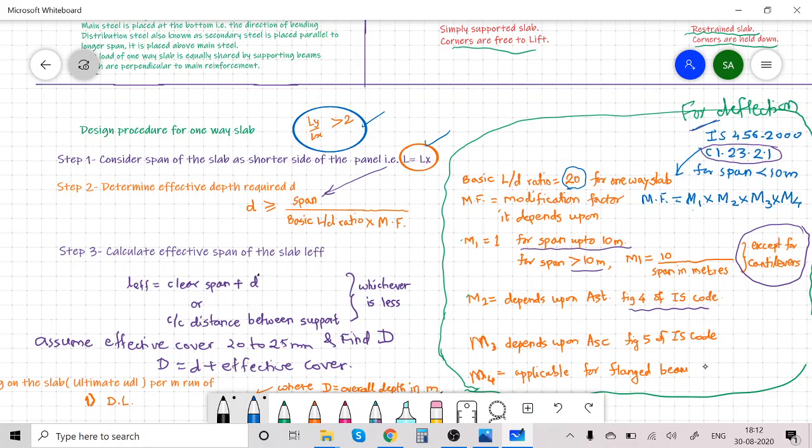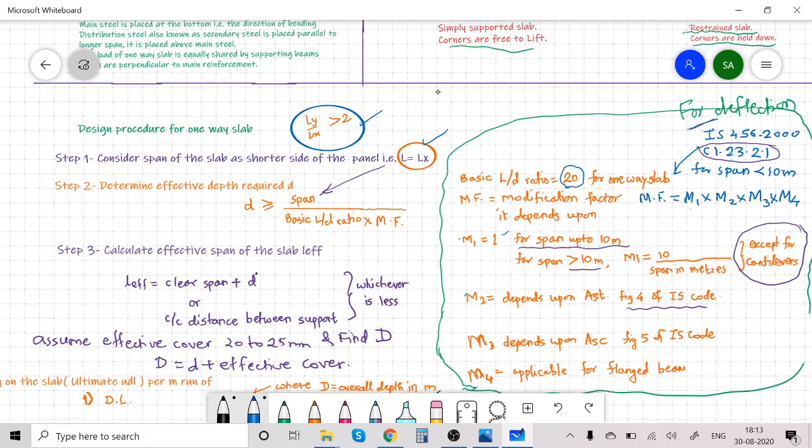Then the modification factor, MF, is equal to M1 into M2 into M3 into M4. M1 depends upon the span. For the span up to 10 meter, you will consider M1 as 1. And if the span of the slab exceeds 10 meter, you can consider M1 as 10 upon span in meters. Remember, this is not applicable for cantilever slab. This is only for one-way slab.